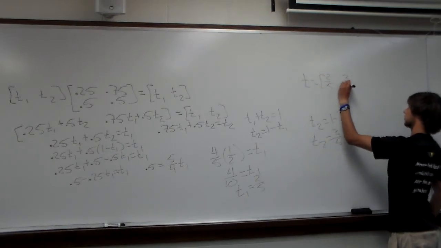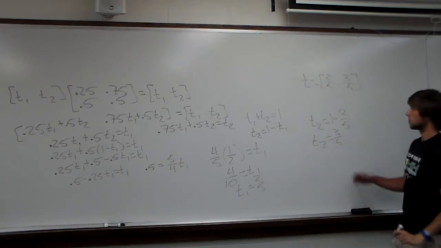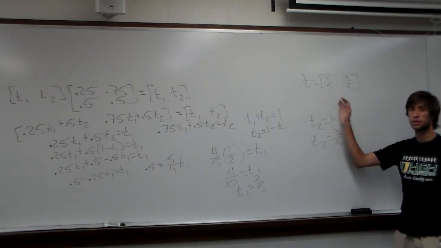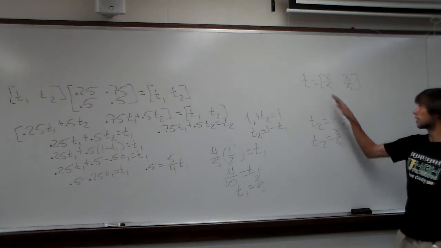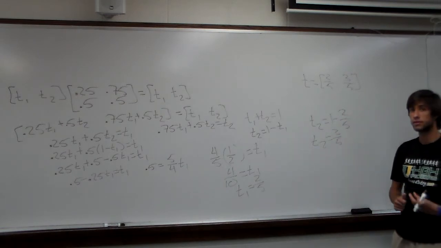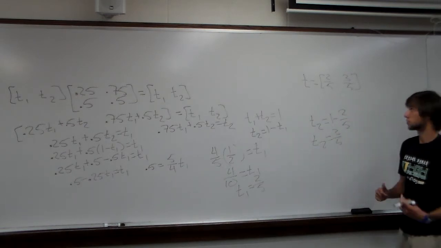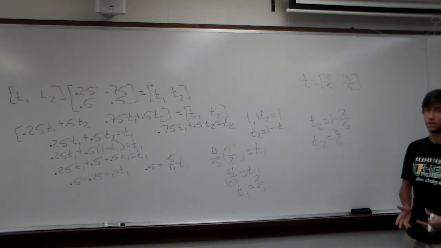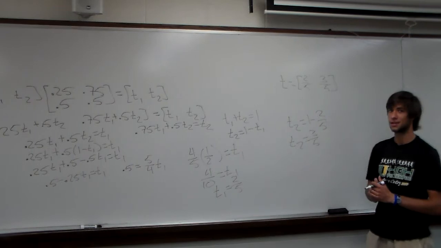2/5, 3/5. And remember, we have rain and then dry, so the probability that it will rain on any given day is 2 out of 5, and the probability on any given day that it will not rain is 3 out of 5. That's all we have: 2/5 of the days it will rain, and 3/5 of the days it will not rain.